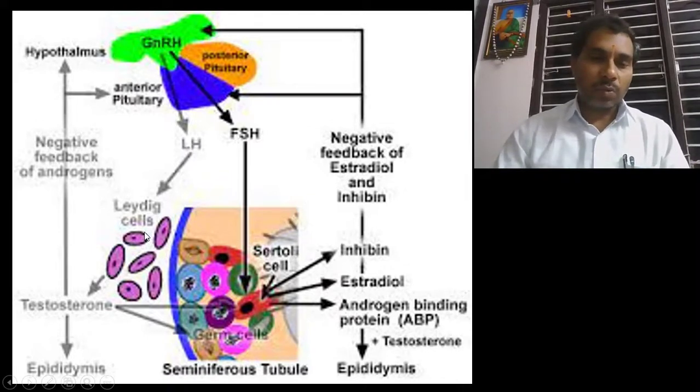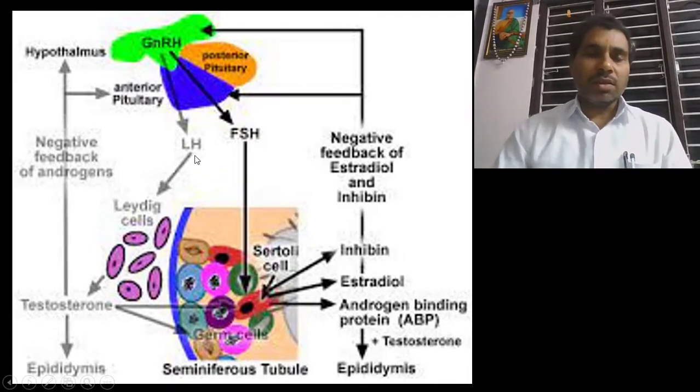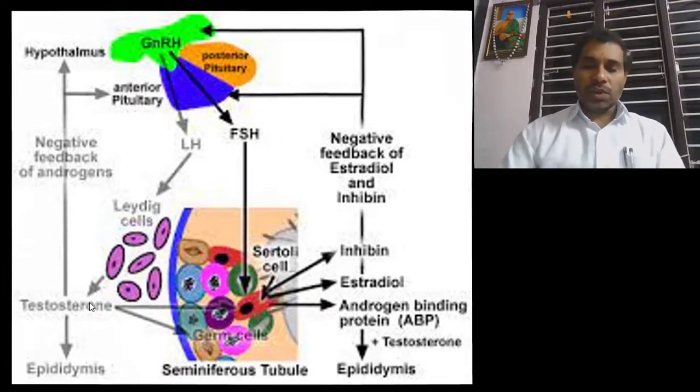This hormone acts on the Leydig cells, and the Leydig cells secrete the hormone called testosterone. This testosterone helps the male to develop the secondary sexual characters. Like this, the anterior pituitary secretes LH and FSH. The main function of FSH is to increase the rate of spermatogenesis, and LH acts on the Leydig cells to stimulate testosterone, which helps in the development of the secondary sexual characters.